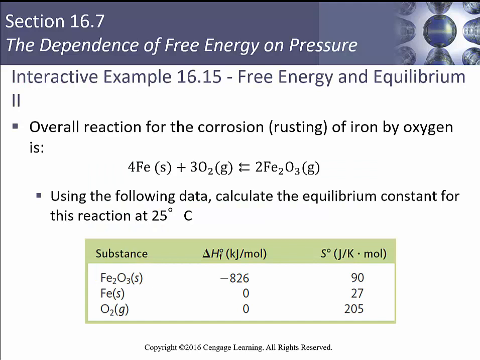Looking at another example, the overall reaction for the corrosion or rusting of iron by oxygen is that we're going to take some iron solid and react it with some oxygen gas to form Fe2O3. Using the following data, calculate the equilibrium constant for this reaction at 25 degrees C.